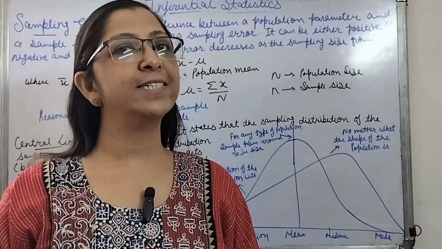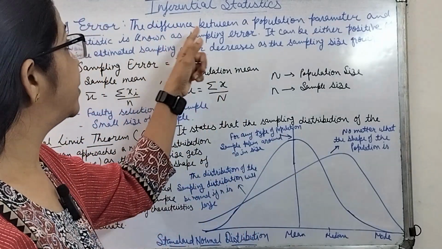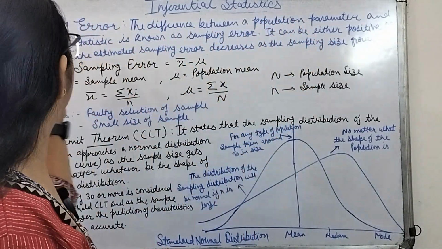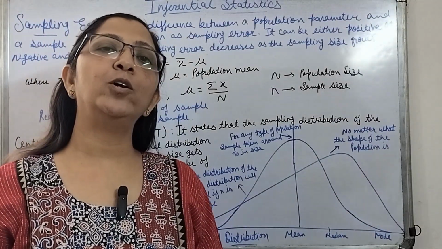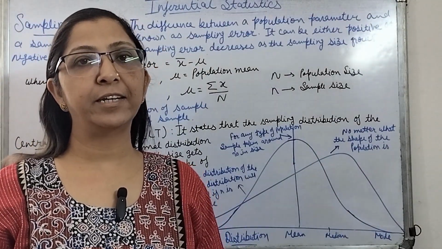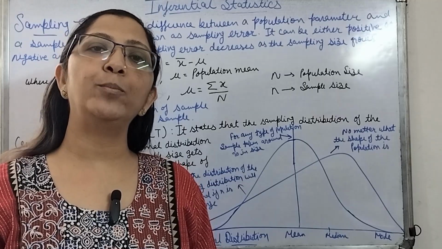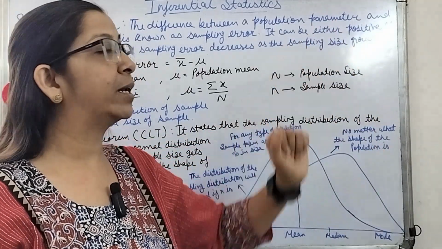Now let's see what is sampling error. The difference between a population parameter and a sample statistic is known as sampling error. We have already learned that a measurable characteristic calculated for the whole population is known as a parameter.